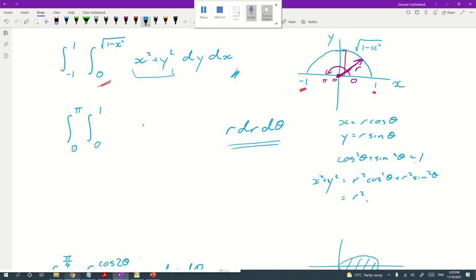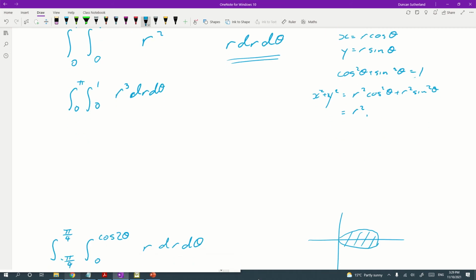So our integral becomes the integral of r cubed, right? So we've got this r here, over this region, 0 to 1, 0 to pi. So we can do that very easily. 0 to 1, 0 to pi, r cubed dr d theta. Integrating with respect to r gives us 1/4 r to the 4, or 1/4, between 0 and 1.